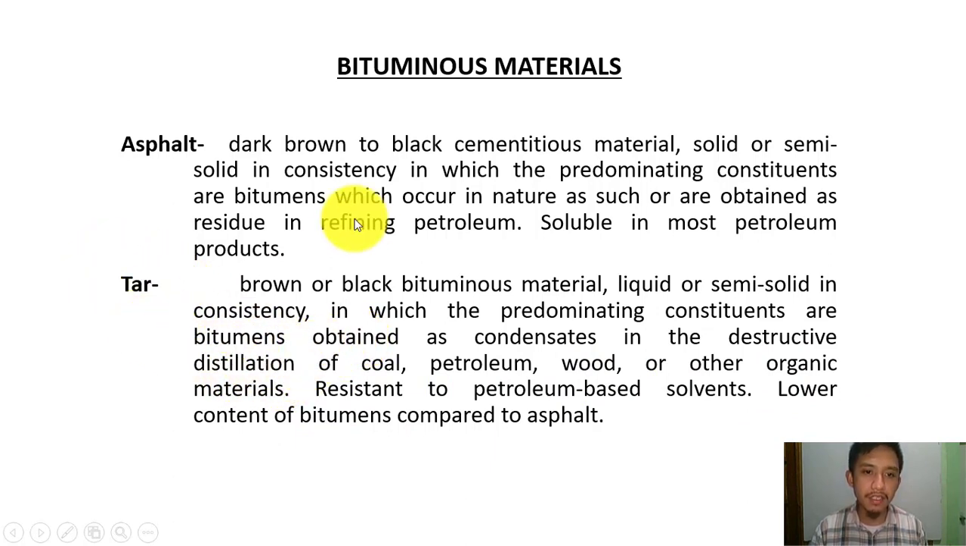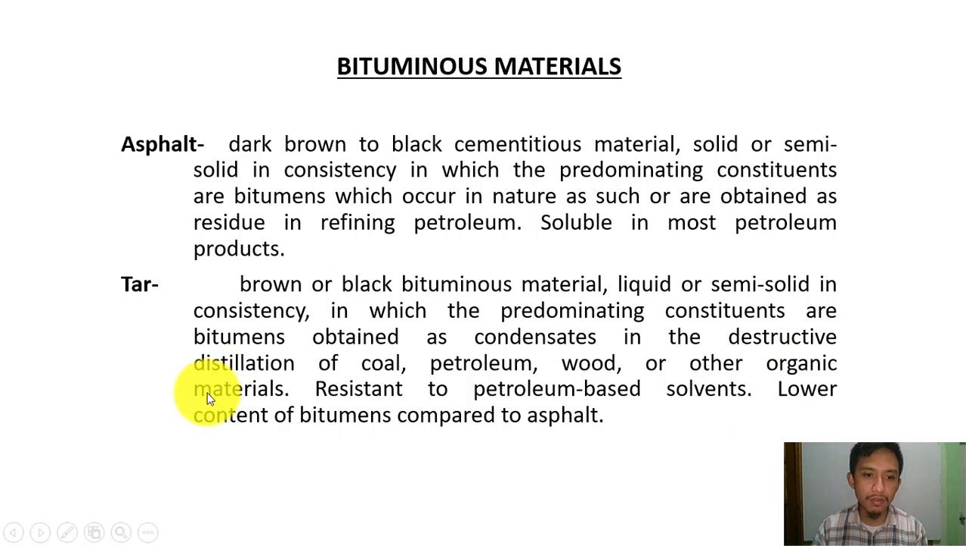The main difference here is that your asphalt is just a residue of refining your petroleum products, while your tar is made by destructive distillation of either coal, petroleum, wood, or any other organic materials. So that is the difference of these two. Also, if your asphalt is soluble in petroleum products, your tar is resistant to petroleum-based solvents.